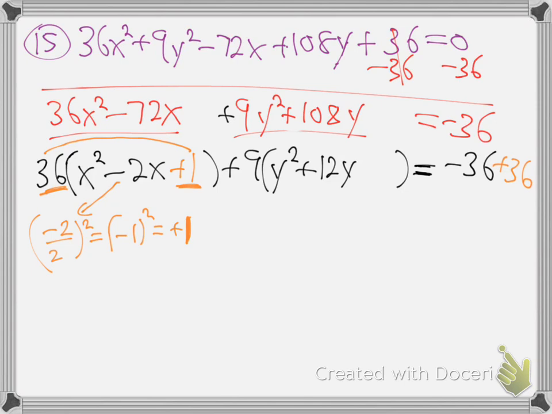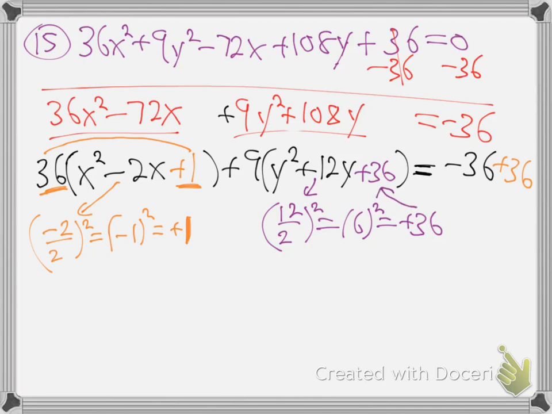All right, the next one. Take the 12, put it over 2 squared, which is 6 squared, which is plus 36. Put the plus 36 right there. Now that's a plus 36 under the influence of a 9, so 324. Does everybody see where we came up with that? 9 times 36 on the calculator. Or just ask Rachel. She knows. 324.